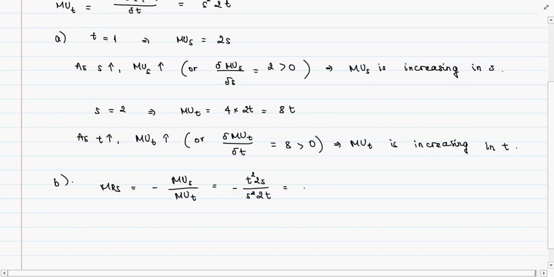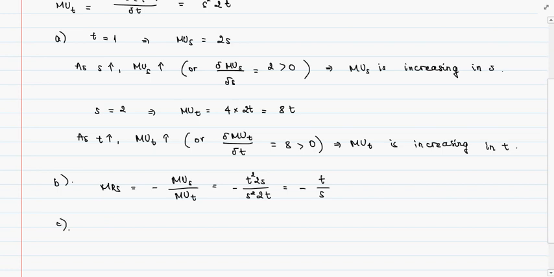Okay, and so that will just give us negative, so 2 cancel with 2, t squared divided by t will give us t, and s divided by s squared will give us s on a denominator. Okay, so that is the marginal rate of substitution for this utility.